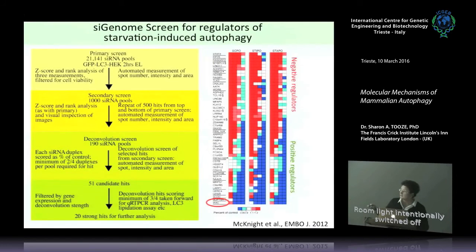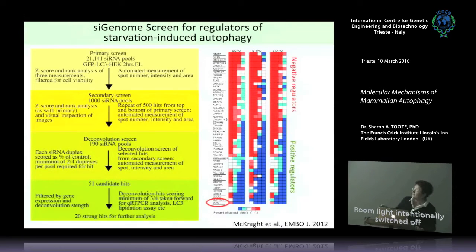So this is the outline of the screen, and these are the results. What you see in these three columns are the three different parameters we measured when we did the screen. The first one is the number of spots, this is the intensity of the spots, and this is the size of the spots. What you see at the top are negative regulators, and at the bottom, positive regulators.